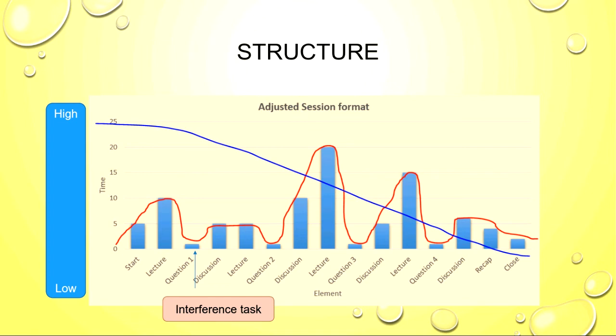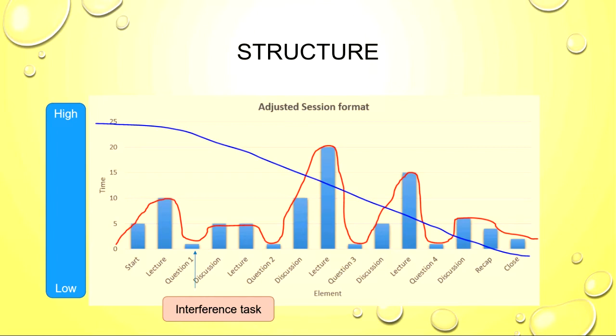So what we need to try to do is drive more of a change of format. And what we need to do is operate what we call a spiked model. So instead of having that consistent level of dialogue, what we need to have is interference within that consistent dialogue. This is something I operate quite a lot in the lectures that I deliver.